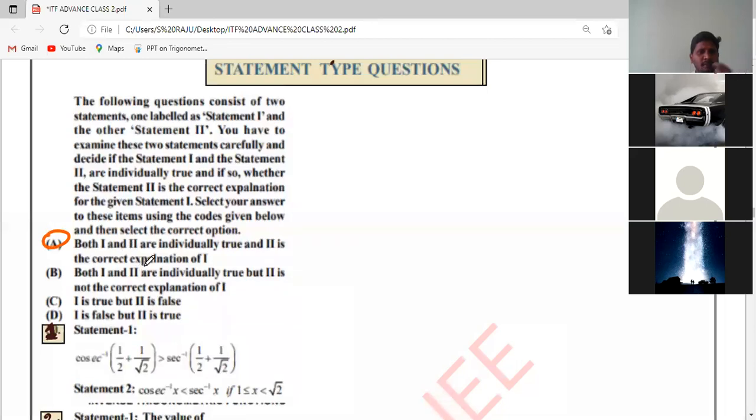See, the first option will be: both first and second are individually true, and the second one is the correct explanation of the first one. Second one is a property, and mostly the first one is a question related to that property. The second option is: first and second are individually true, but the second one is not the correct explanation of the first one. Third will be: first is true, but second is false. Fourth: first is false, but second is true. Okay, right now.